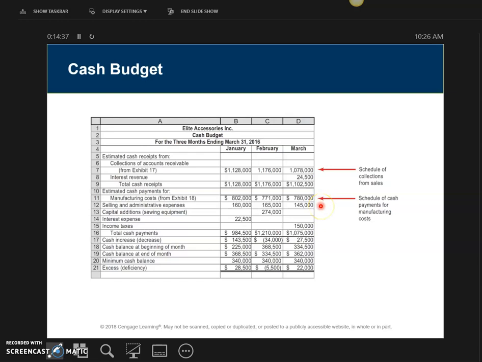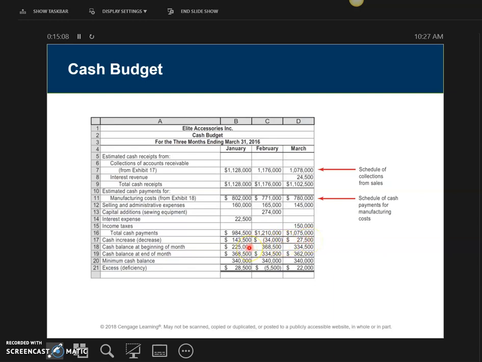Here's the money that's coming from my selling and admin expense budget. And then I'm spending $274,000 for a new piece of equipment. I'm spending money for interest expense, and I'm paying taxes. So here's my total cash payments. Here's my total cash receipts. I'm going to subtract them. In this case, I have an increase. In this case, I have a decrease for February. And March, I have an increase.